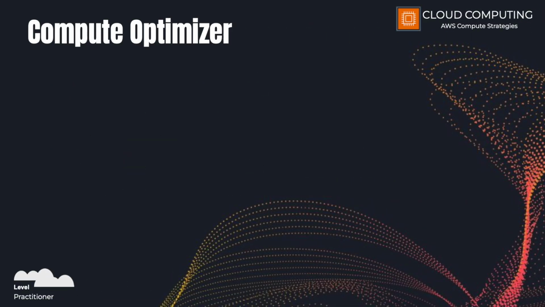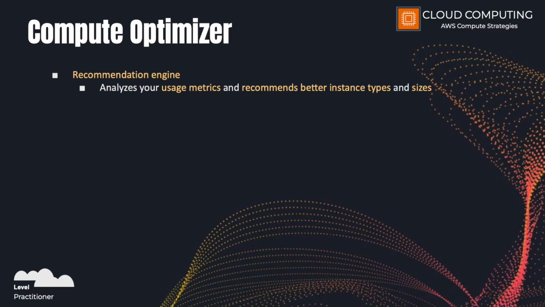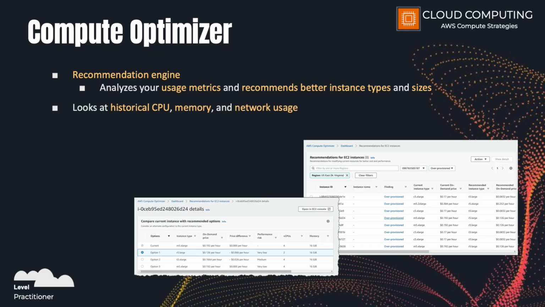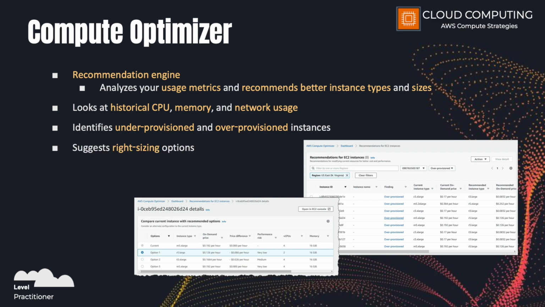Next up, let's talk about AWS Compute Optimizer. AWS Compute Optimizer is a service that analyzes your usage metrics, for example from CloudWatch, and recommends better instance types and sizes. It looks at historical CPU, memory, and network data to see if your instances are underused or overused, and then suggests right sizing options.